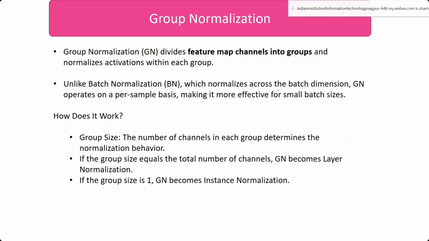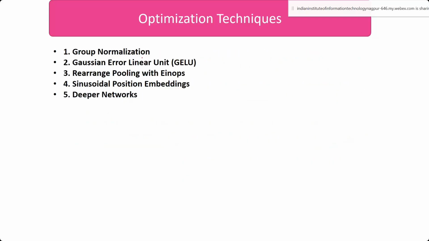There are different techniques for removing this. Instead of batch normalization, you can make use of group normalization. Then, instead of the ReLU activation function, which people have used, we can make use of the GELU activation function, that is the Gaussian error linear unit. Then we have already seen the max pooling concept. As I have mentioned, in max pooling you are forwarding the maximum value.